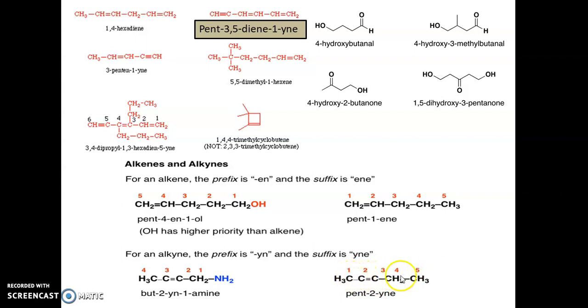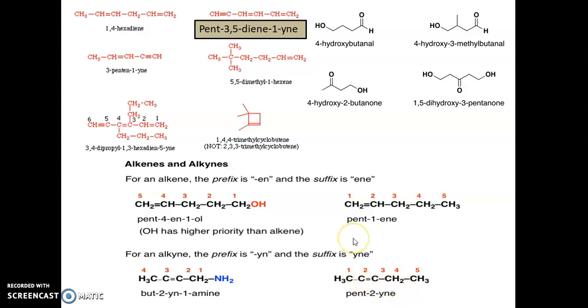Okay, now let's move on to the next one. CH3, C triple bond C, CH2, CH3. Very easy, 5 carbon atoms are there. You have to start the numbering from the left side, because this triple bond is present towards the left side of the entire carbon chain. So start the numbering from the left side. So 5 carbon atoms, pent. What is the position of the functional group? Yne, 2. So pent-2-yne.